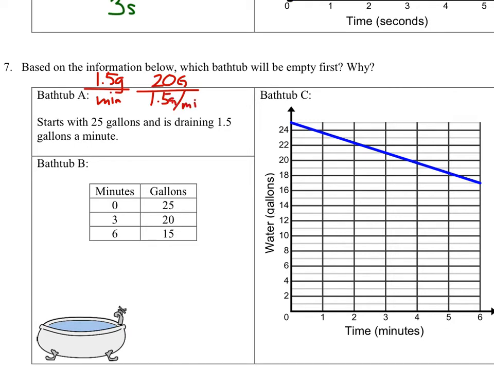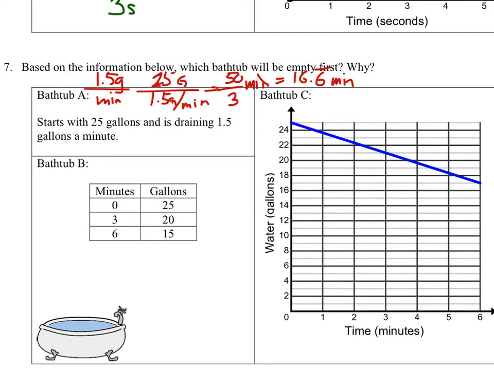per minute. Oh yeah, 25, thank you. So I'll just take this off right here. 25. So that should give us 50/3 minutes, which we can convert to about 16.6 repeating minutes. So that would be bathtub A.